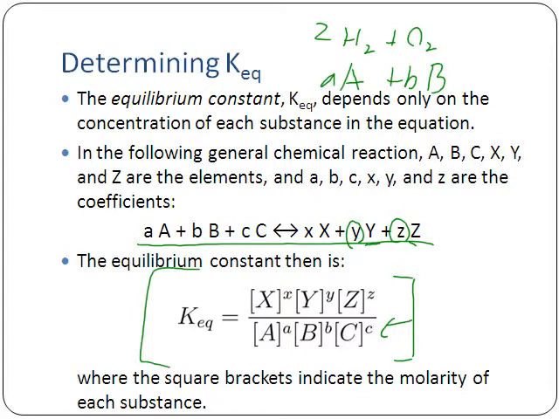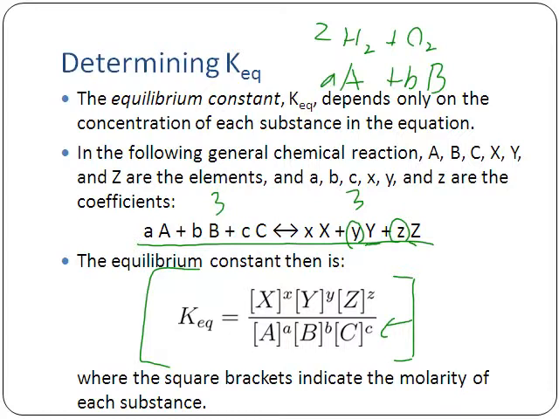Now, in this case we had 3 elements on each side. If you had fewer than that, you'd simply cancel it out. You wouldn't include those here. For example, if we had aA plus bB plus cC yields xX plus yY, no Z, in that case you just don't use the Z. It'd be just X to the x times Y to the y over A to the a, B to the b, C to the c. So it's possible you might only have one term on top or only one term on bottom. If we had more than 3 substances on each side, you'd put a 4th term on the top or on the bottom. And just remember, the square brackets indicate the molarity of each substance. These are concentrations in molarity.